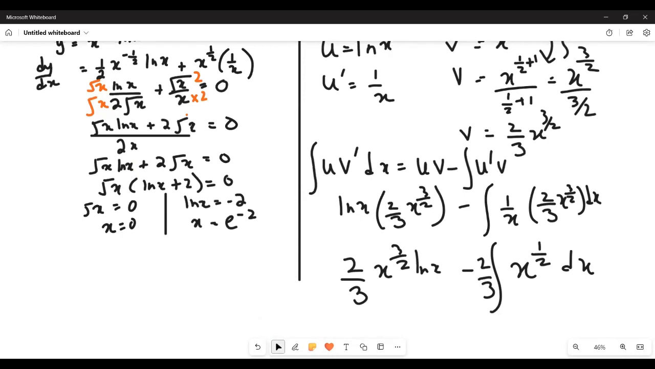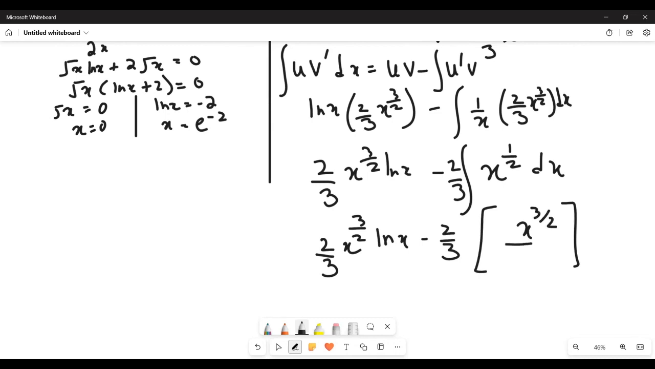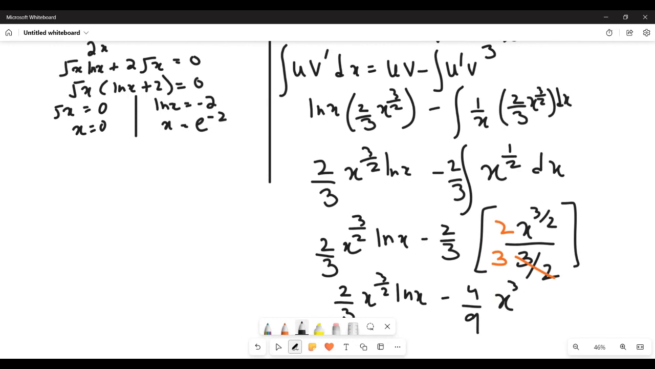So we get 2/3 x power 3 upon 2 ln x minus 2/3 times the integration of x power half, which is x power 3 upon 2 upon 3 upon 2, and this I'm writing as 2 by 3. So it's going to be 2 by 3 x power 3 upon 2 ln x minus 4 upon 9 x power 3 upon 2.